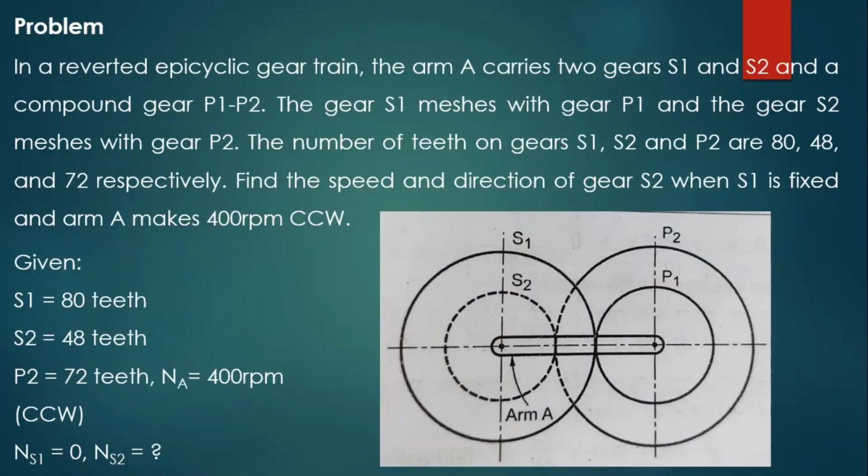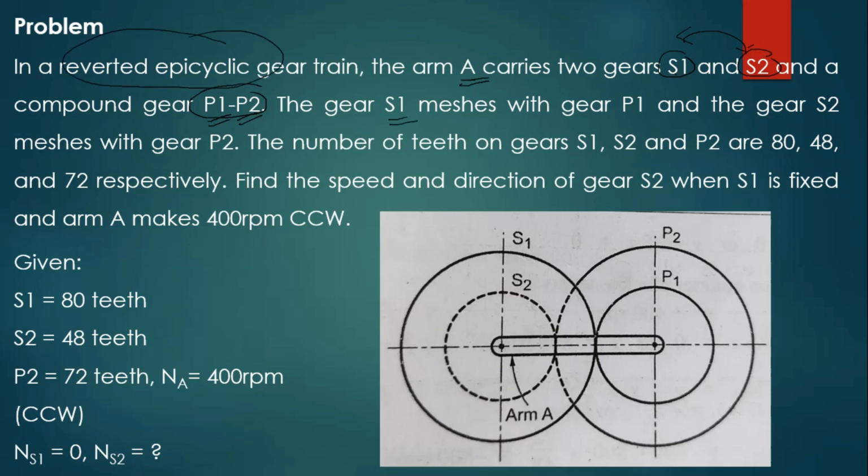Yes. Now it's a reverted epicyclic problem. So please concentrate more. I will read the problem. In a reverted epicyclic gear train, the arm A carries two gears S1 and S2, right, and a compound gear P1, P2. P1 and P2 are both on the same shaft, whereas S1 and S2 are not on the same shaft. Obviously, these two are coaxial, right. S1 and S2 are coaxial, and P1, P2 are on the same shaft. That's why this is called a reverted epicyclic gear train, right.